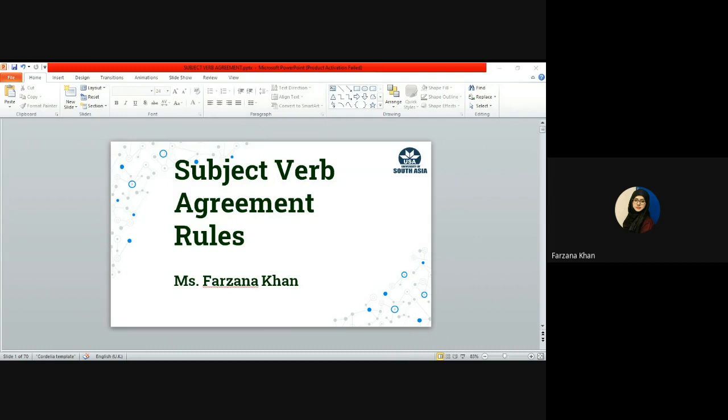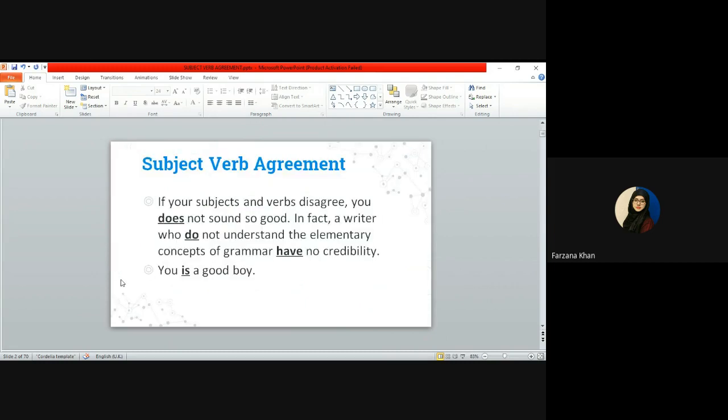Here you can see in the example, there are mistakes of subject-verb agreement. If your subjects and verbs disagree, you do not sound so good. Here you can see the wrong verb has been used. In fact, writers who do not understand the elementary concepts of grammar have no credibility. Again, two other wrong verbs have been used. In the other sentence, you can see, "You is a good boy."